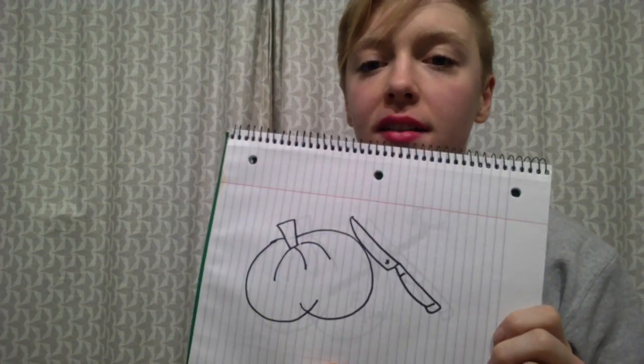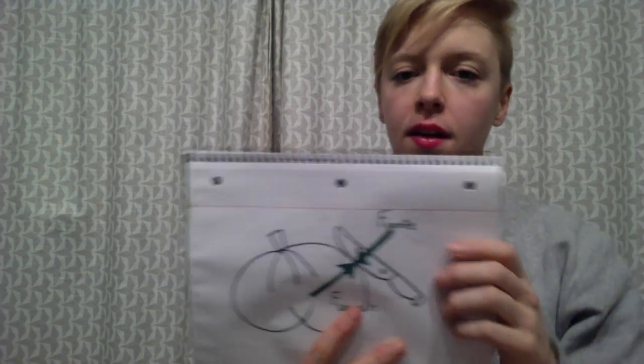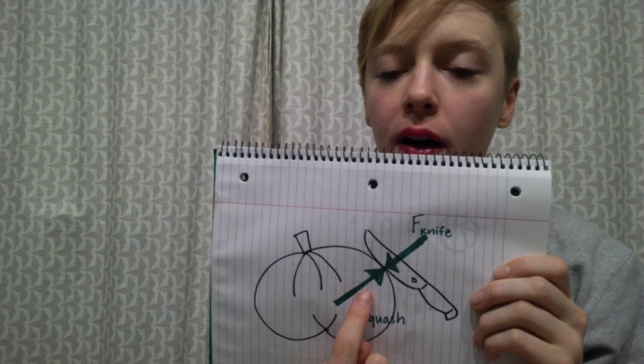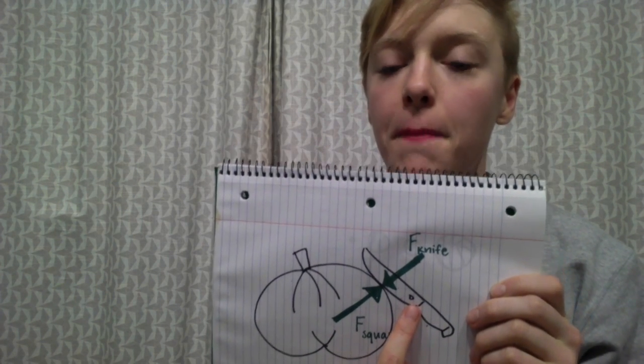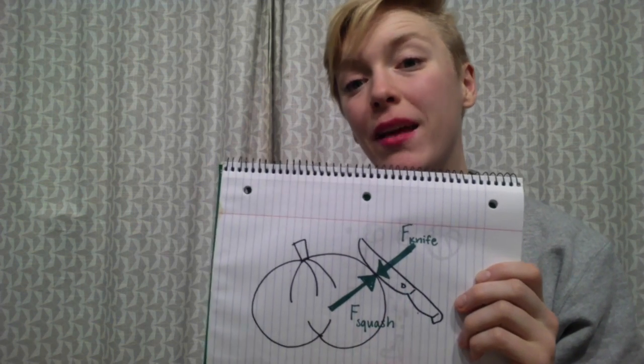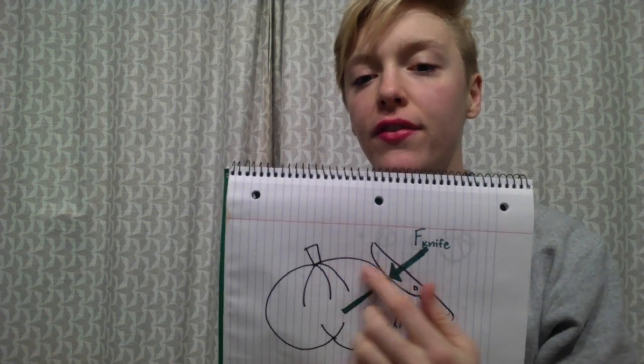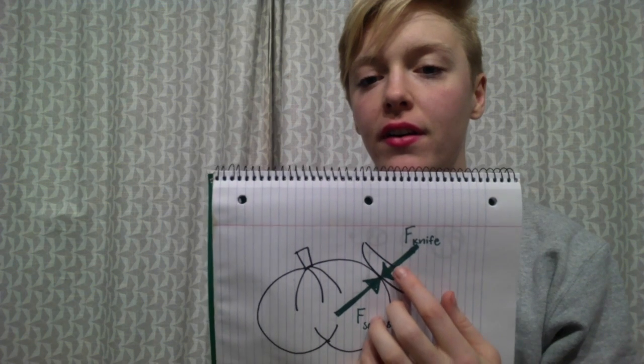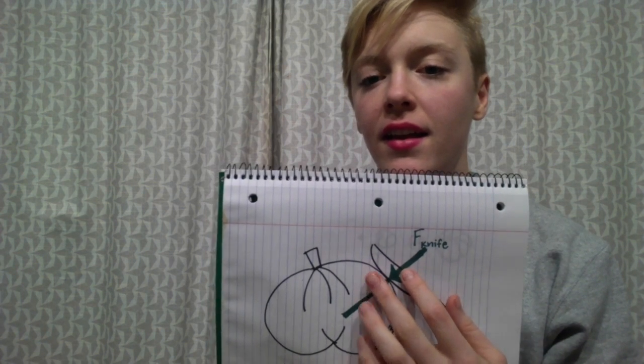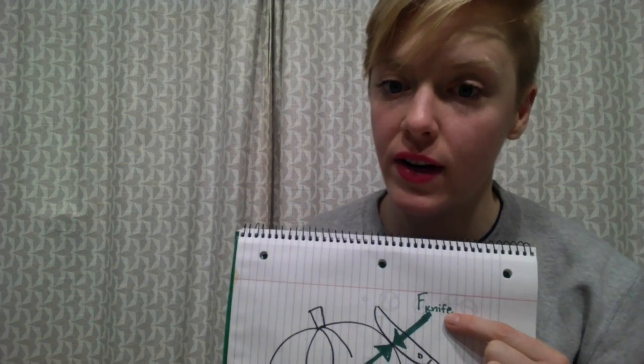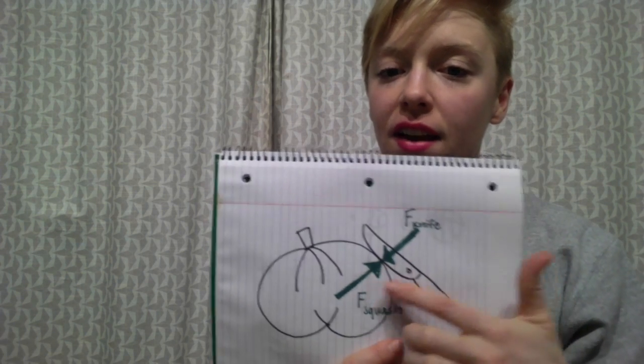Okay, that's two objects. The objects are touching. And when we draw a force pair, we'll draw the two objects touching like this. And the couple things we want to remember. We need to have two arrows. One, two. Both of these arrows need to be labeled using F for force, and then the object's name right underneath it. Okay? So I have F knife and F squash.